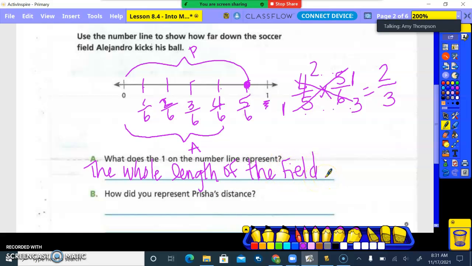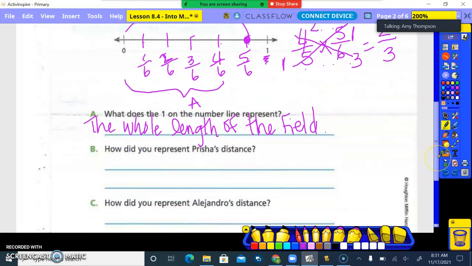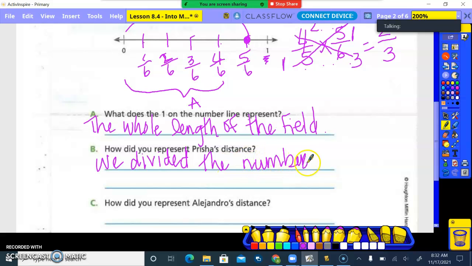Okay. Letter B. How did you represent Prisha's distance? So how did we do that? So we divided the number line into what? Right. We divided the number line into 1/6 sized pieces.